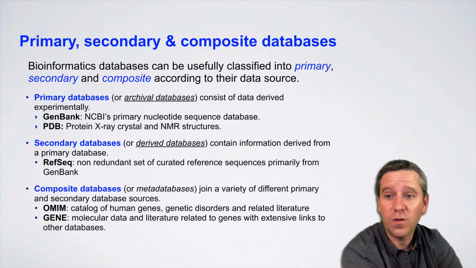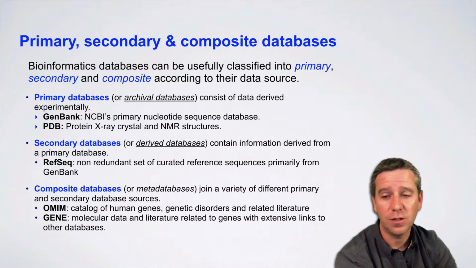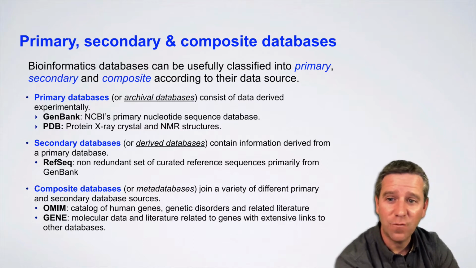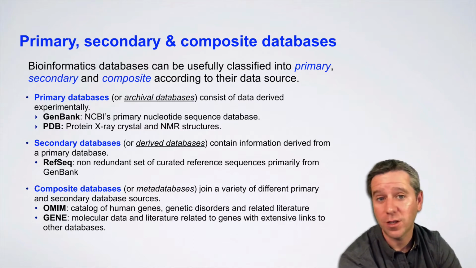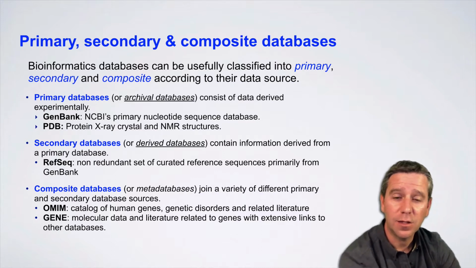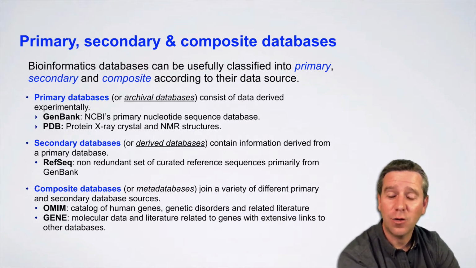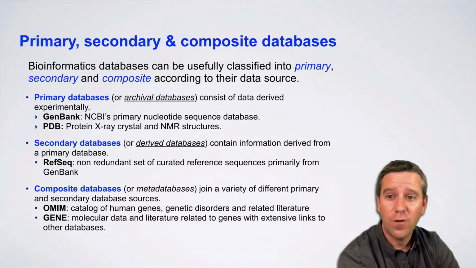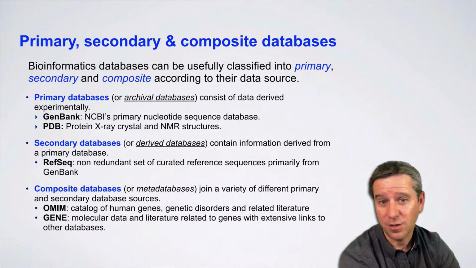kind of motivated the development of these secondary databases. These are also known as derived databases. They contain information derived from the primary databases. So a classic example here would be RefSeq. This is a non-redundant set of curated reference sequences, that's where the ref comes from, from GenBank in this case.